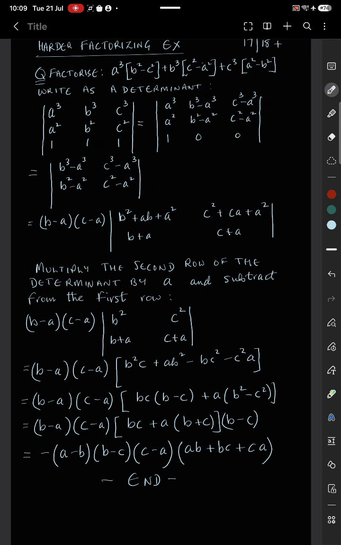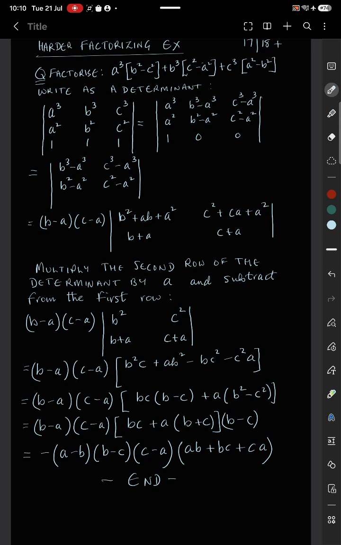So what we do first is subtract the first column from each of the other two columns. And to give us, the first column will be a cubed, a squared, 1. The second column will be b cubed minus a cubed, b squared minus a squared, and 0. And the third column, c cubed minus a cubed, c squared minus a squared, and 0. So which quite easily comes down to the determinant, b cubed minus a cubed, c cubed minus a cubed, that's the first row, and b squared minus a squared, c squared minus a squared, second row.